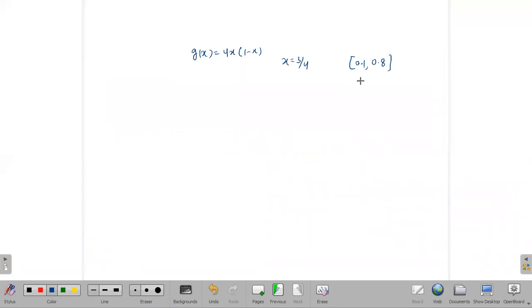So there is a question, the option is x equal to 3 by 4 is a unique fixed point on the interval 0.1 to 0.8. So we can check it by putting in 3 by 4. Is 3 by 4 a fixed point or not? So 4 into 3 by 4, into 1 minus 3 by 4. So it will be 3 into 1 by 4. So it is 3 by 4. So it means it is an exact fixed point. So C is okay, means C is not wrong.